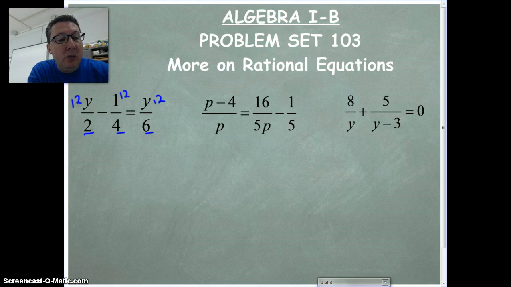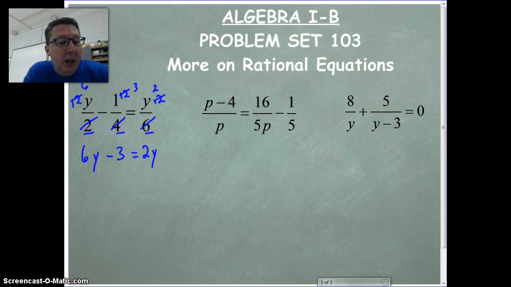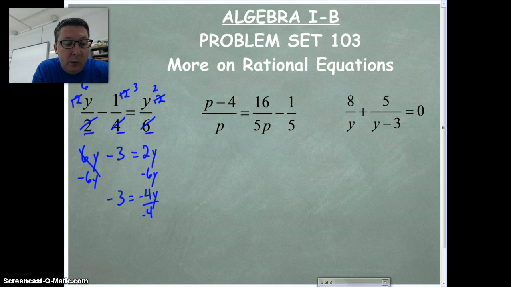So when I multiply by 12, 2 goes into 12 6 times, so I have 6y minus 4 goes into 12 3 times, 1 times 3 is 3, equals, on the right side, 6 goes into 12 2 times, and I have 2 times y. Now I have a much easier problem to solve. I simply rearrange, get y by itself. So what I would do is subtract 6y, which leaves negative 3 equals negative 4y. And then one last step to get y by itself, I divide by negative 4.